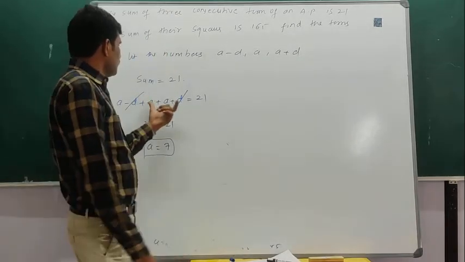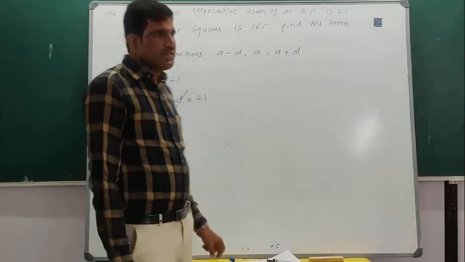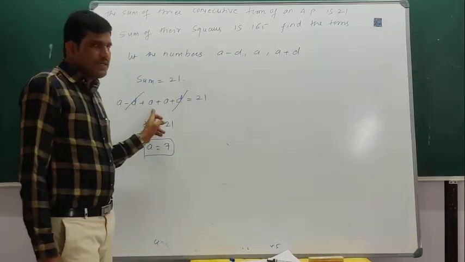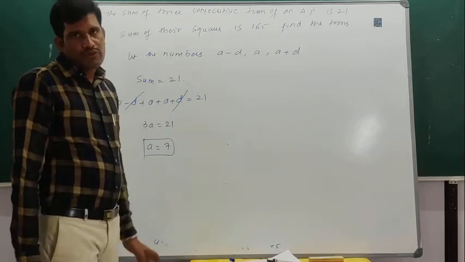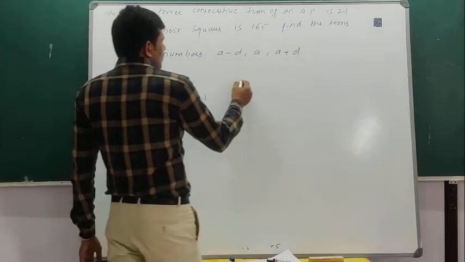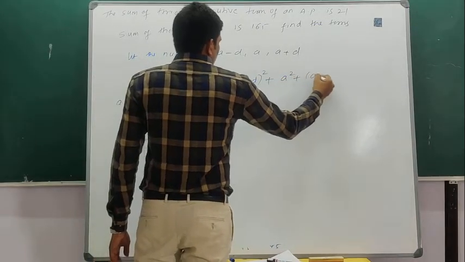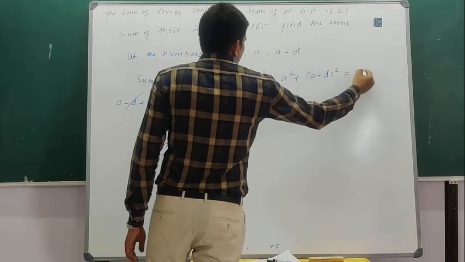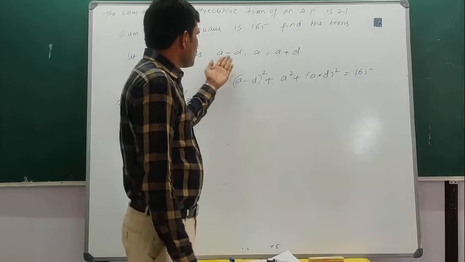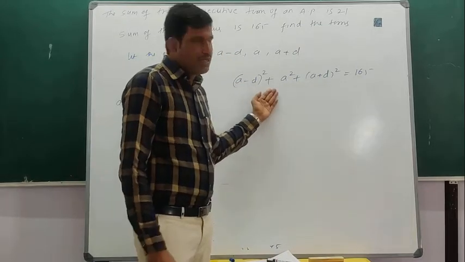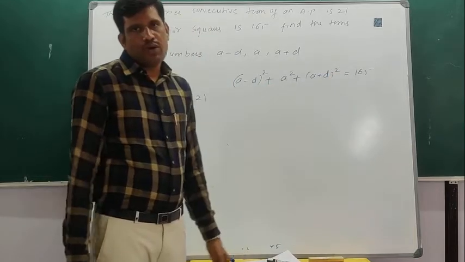Right? So in the first problem we did the same. When three consecutive terms are given, I take the numbers as a minus d, a and a plus d. What is the sum? a minus d plus a plus d, that d will get cancelled. So what is the value of a? 7. Then the sum of their squares, that is a minus d whole square plus a square plus a plus d whole square, is equal to 165. Sum of squares means the first term square plus second term square plus third term square.